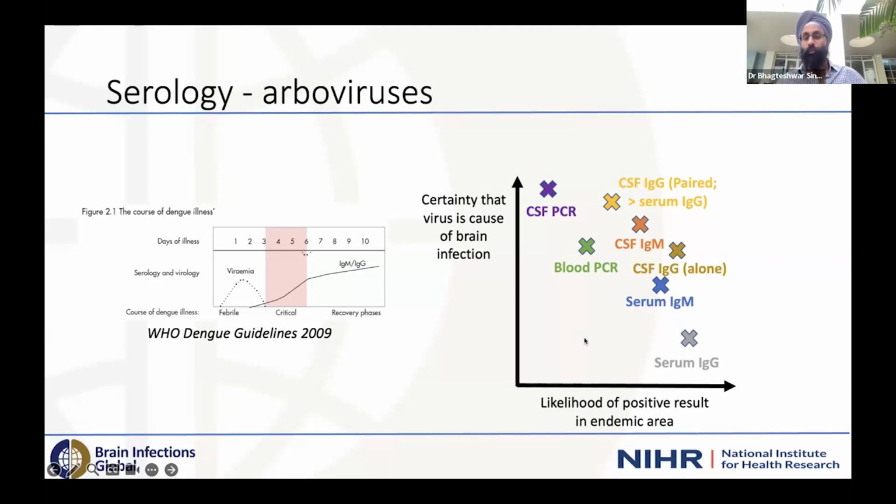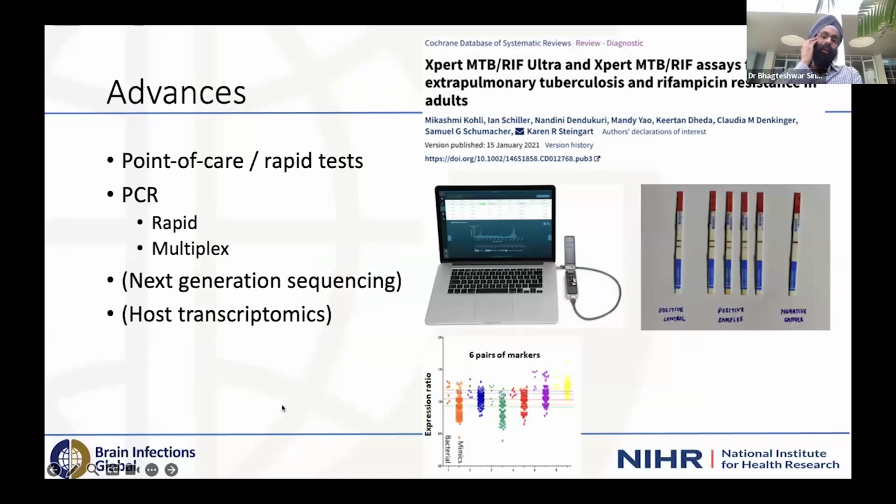And this just, again, I'm not going to go through this in detail, but you can see that some of these tests might just be positive because someone resides in an endemic area, and there can be cross-reactivity. There can be antibodies produced from vaccination and from recent infection that might actually not be relevant to the person's presentation just now. So what advances are there?